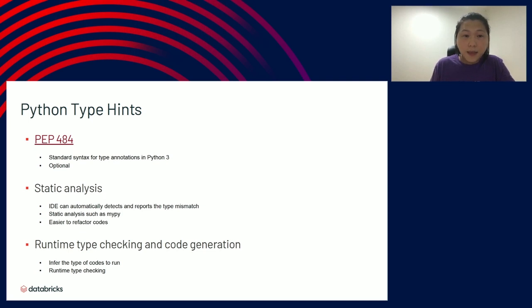Python type hinting was introduced from Python 3. So this is the standard way of notating the types. And you can use it for, for instance, better static analysis, possibly runtime checking, or code generation potentially.